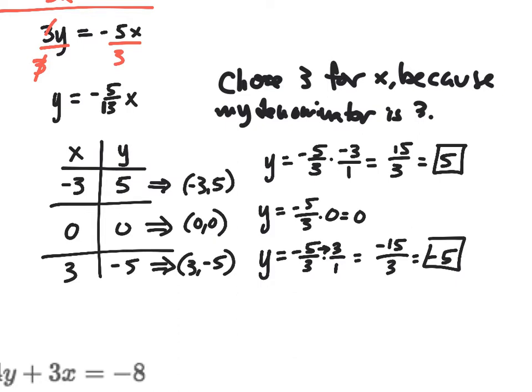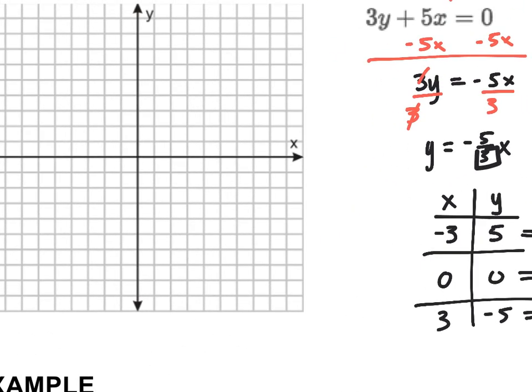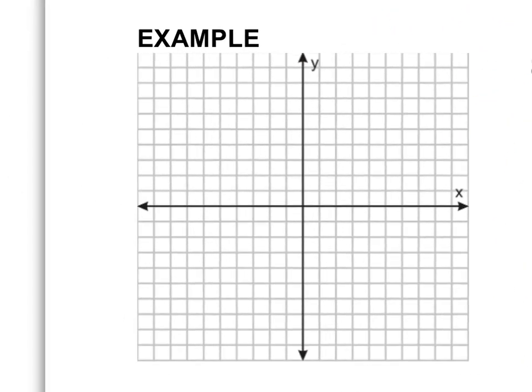Okay, because of this denominator here. All right, so that's why I chose that number. Now, when I have these points here, like negative 3, 5, I'm going to go to the left 1, 2, 3, up 1, 2, 3, 4, 5. The point 0, 0, and then the point 3, negative 5, 1, 2, 3, 1, 2, 3, 4, 5, and I've got those points here.